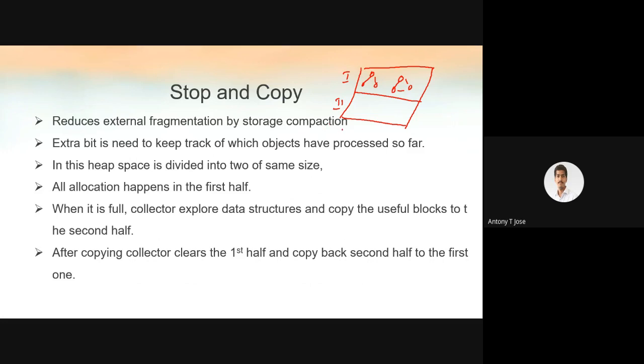in the first half. When this first half is full, then what happens? Then there is no space for allocation. So what happens? The garbage collector moves through the data structures, finds out the useful data structures, and copies them to the second half.